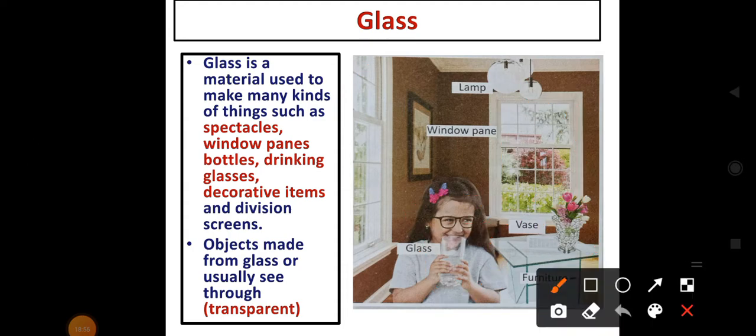Objects made from glass are usually transparent. What is meant by transparent? Transparent means something through which we can see other objects. For example, if you take any glass, you can keep the glass in front of your eye, and through it you can see the object on the opposite side. So this is called transparent. Through glass we can see other objects. So all glass materials are transparent.